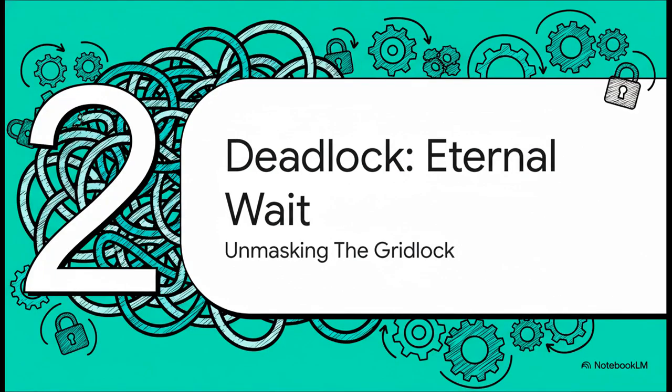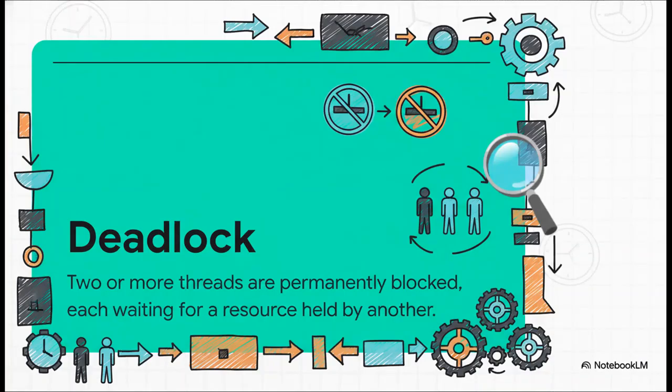First up on our most wanted list is the most famous of the bunch, Deadlock. The best way to think about it is like the worst traffic gridlock imaginable for your threads. It's a situation where everyone is stuck waiting for everyone else and absolutely no one can move. So what does that really mean? Well, a deadlock is a permanent standstill. Your threads are still alive, they haven't crashed or anything, but they are blocked forever. And that's why your application is totally frozen, completely unable to make any progress.